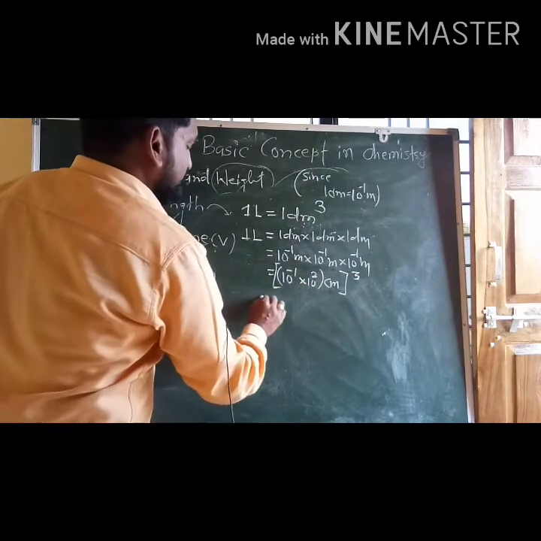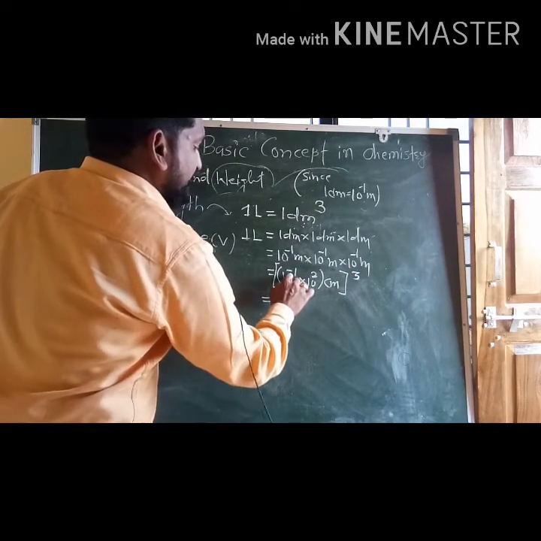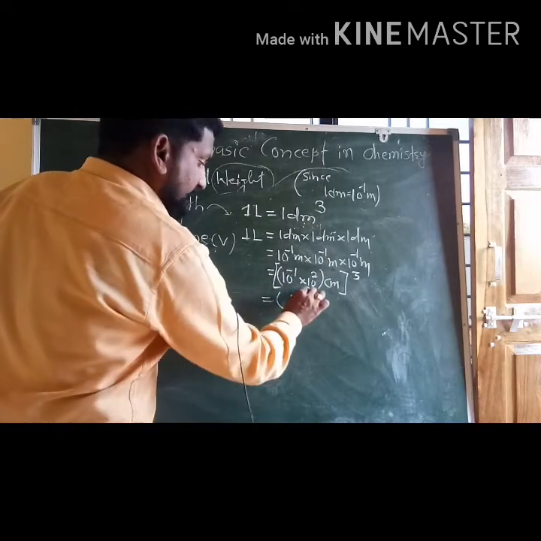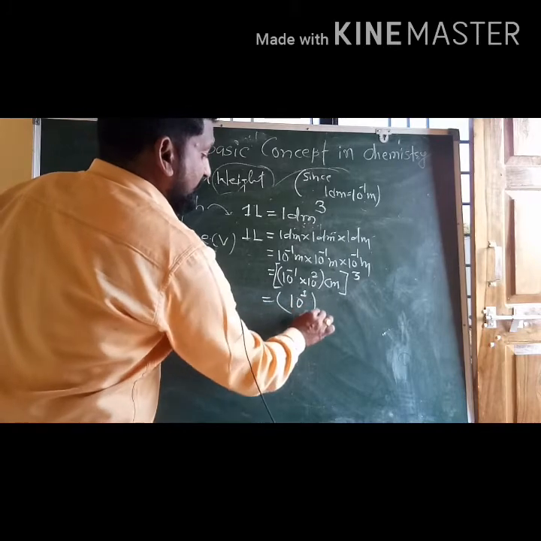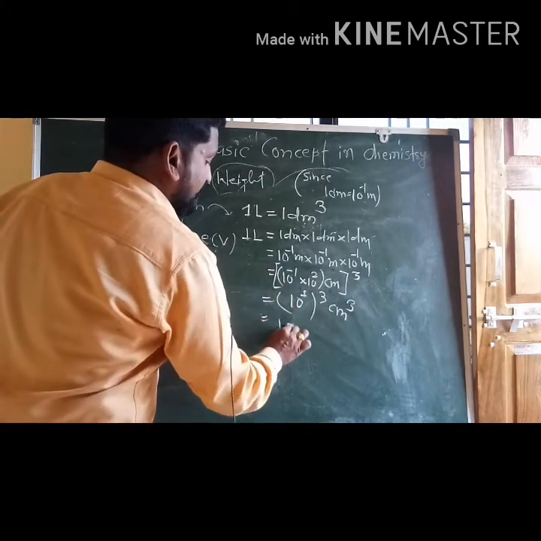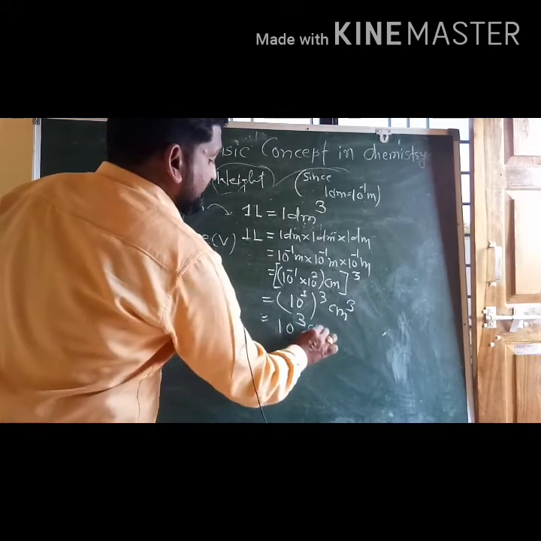Okay, so what will happen? 10 to the power minus 1 into 10 to the power plus 2. It will become 10 to the power 1. It will become 10 to the power 1 whole cube. Here cm cube. So finally we can write what? 10 to the power 3 cm cube.